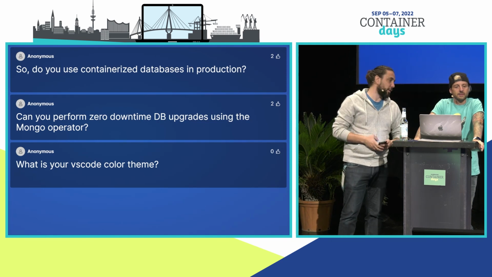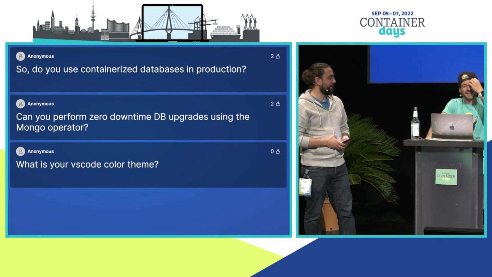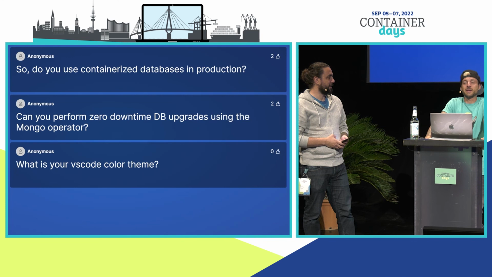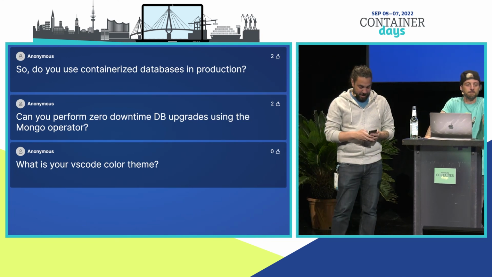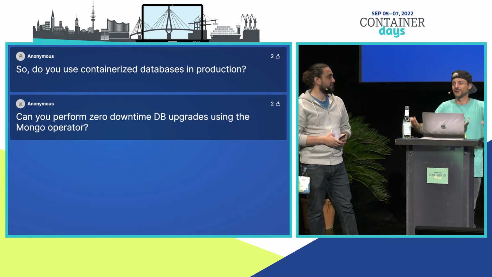I'll go for the last one. What is your VS Code theme? I'm going to ask what's the name of this. It's SpaceMacs, because I love SpaceMacs, so it's the same theme. It's a mix of Vi and Emacs, so I can stay neutral.